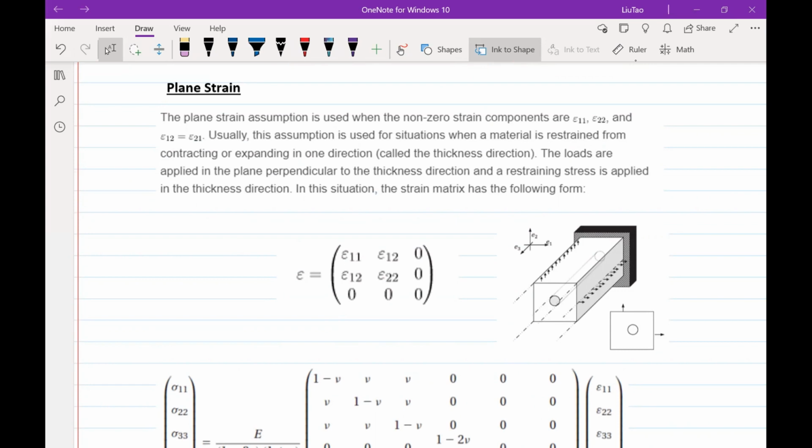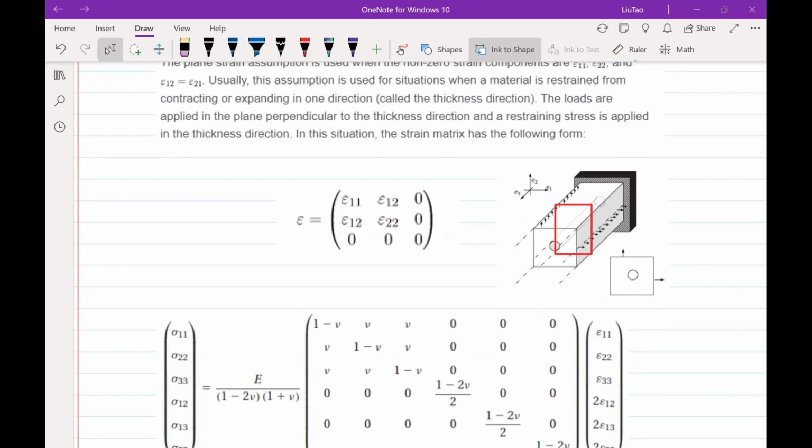Now let's talk about plane strain. If a material is restrained from contracting or expanding in one direction, which is usually called the cyclic direction, and if the loads are applied in the plane perpendicular to the cyclic direction, in this situation, we will have an in-plane strain. When we cut the beam in the figure, we can see that if we apply the load in this plane, we will not have any strain along the third direction. So epsilon 1,3, epsilon 2,3 and epsilon 3,3 are equal to 0.